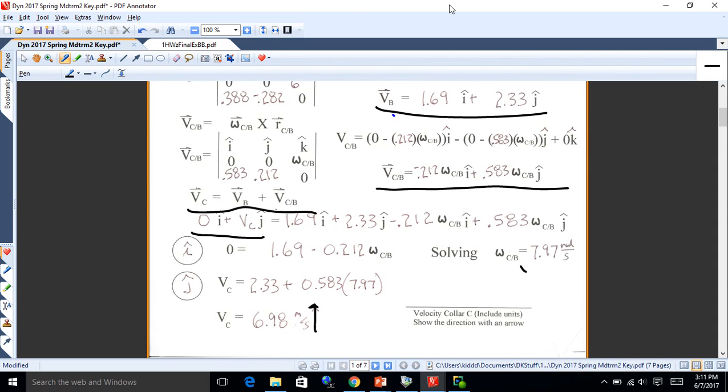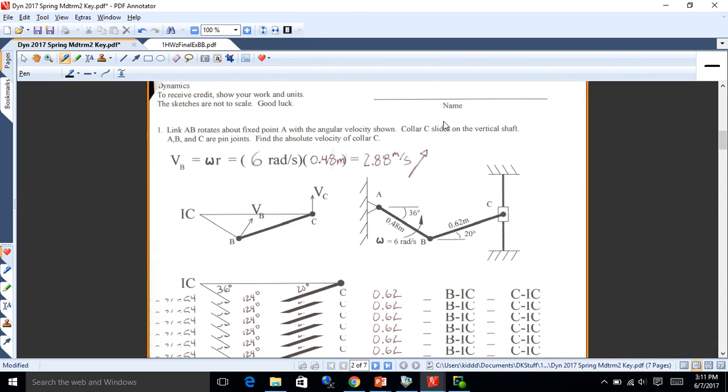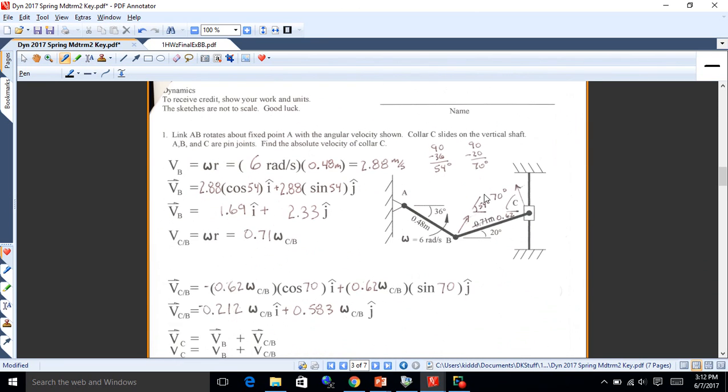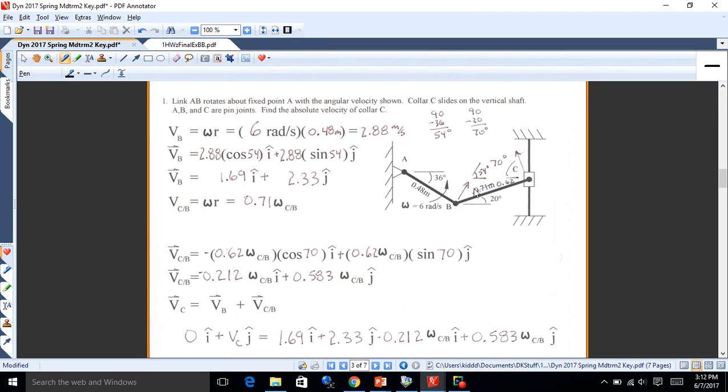Okay. Now, if you do that more geometrically, you use the angles that are 90 minus the linkage angles. So this velocity here is 90 minus 36, and that would be 54 up and to the right. So the magnitude of that is omega times the length, 6 times 0.48 is 2.88. Then you just go cosine 54 times 2.88 I, sine 54 times 2.88 J, so that's 1.69I plus 2.33J.